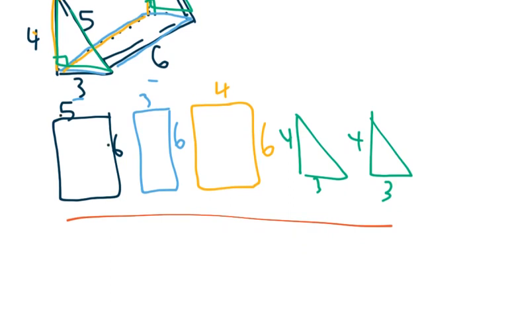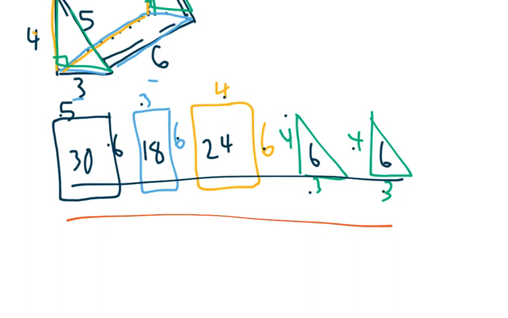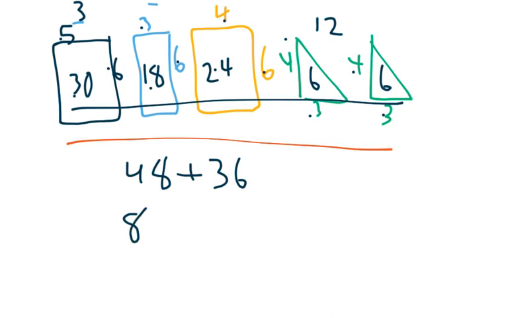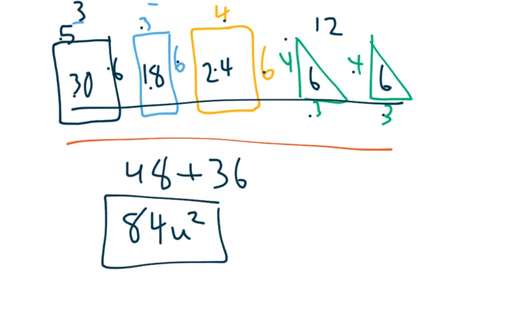So 5 times 6 is 30, 3 times 6, 18, 4 times 6 is 24. This one is 4 times 3 times half, which is 6. 4 times 3 is 12, times half is 6 as well. And now, add them all up together. So let's see, I have 6 plus 6, which is 12. And then 12 plus 24 would give me 36. Over here, I'll have 48. And then I'll get 84 when I add that all up. And again, it's going to be units squared, not units cubed, because we're talking about surface area.